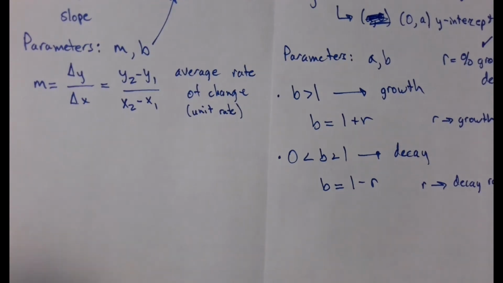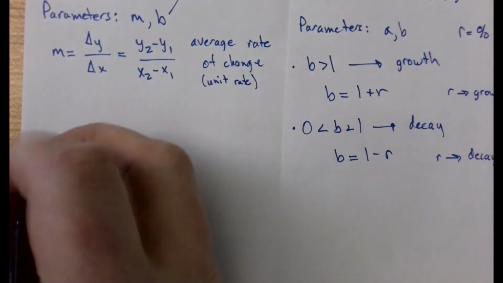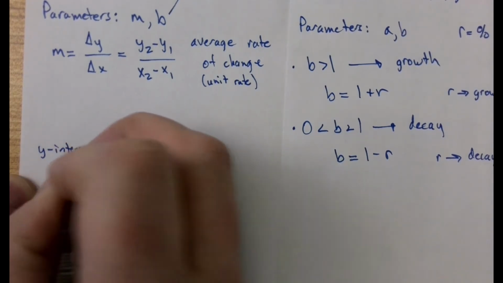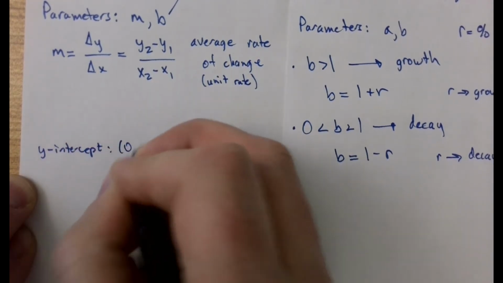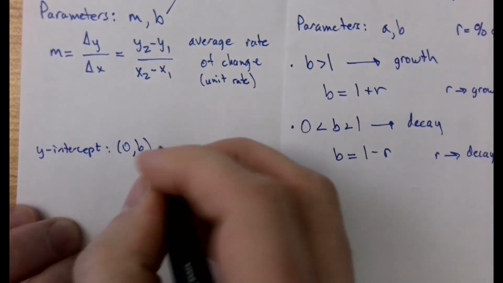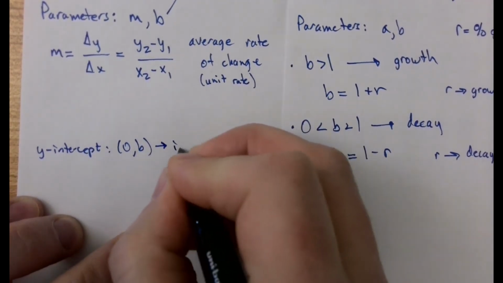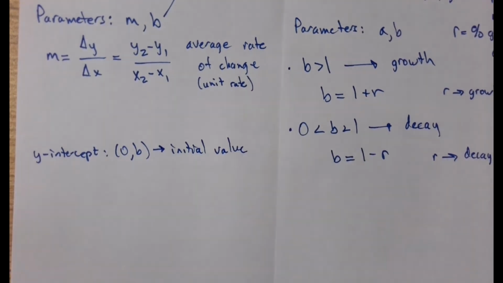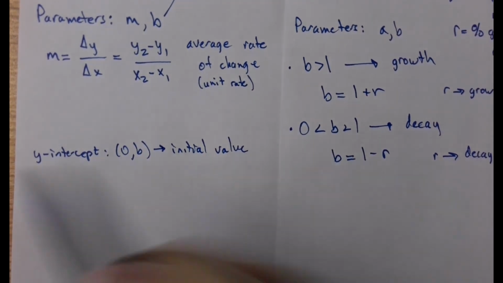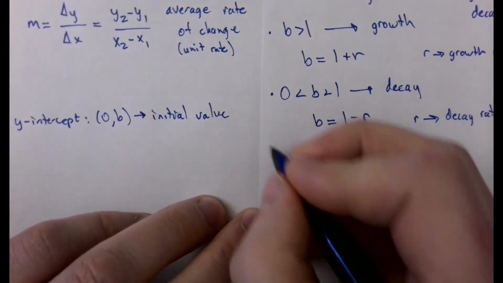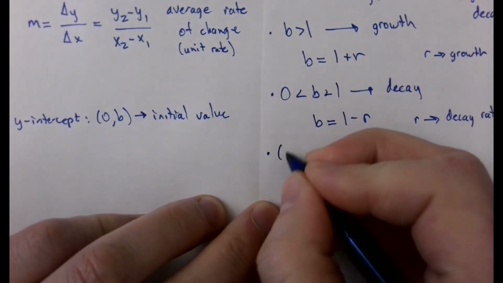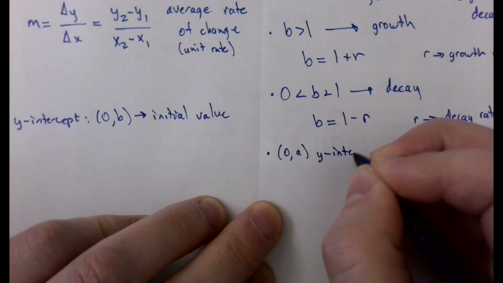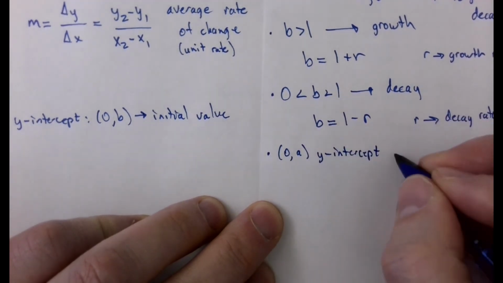And then with both of these, the y-intercept, as I've already stated several times now, is (0, b), but we often call this in the word problems the initial value, the time 0 value. So it's (0, b) for the linear function, and for the exponential, it is (0, a). That's our y-intercept, also known as the initial value.